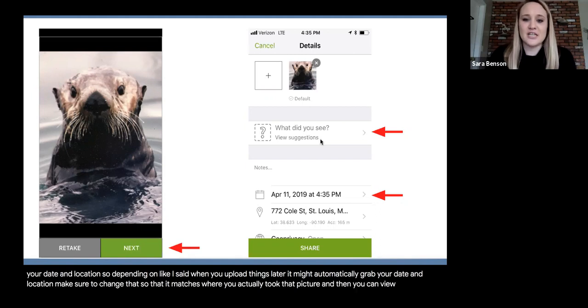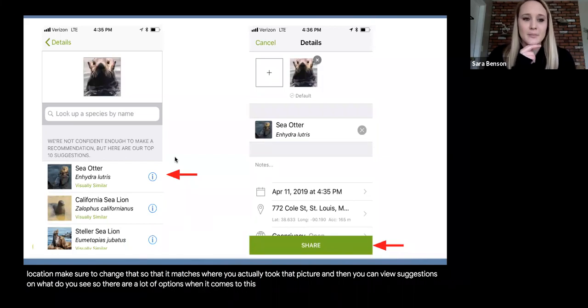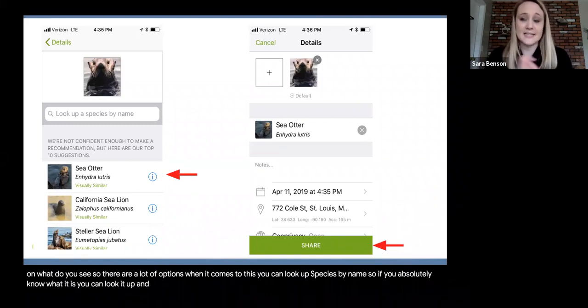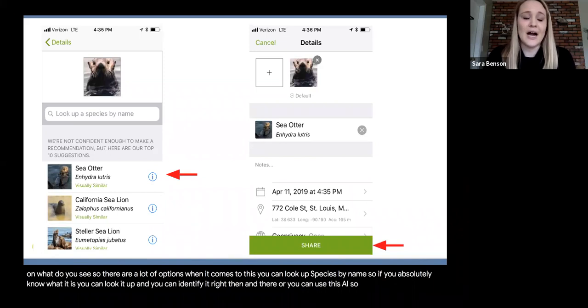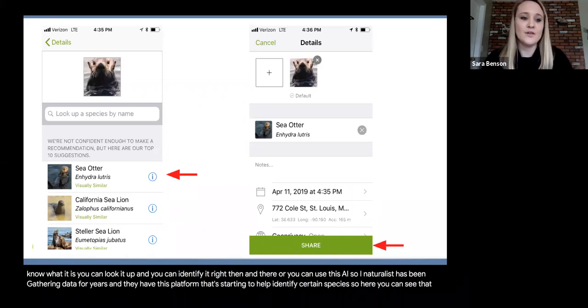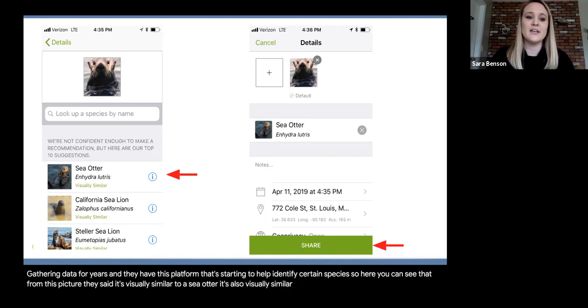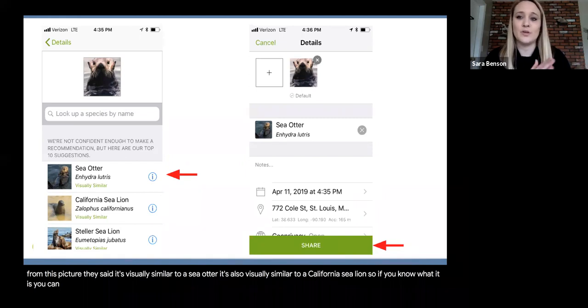And then you can view suggestions on what you see. So there are a lot of options when it comes to this. You can look up species by name. So if you absolutely know what it is, you can look it up and identify it right then and there. Or you can use this AI. iNaturalist has been gathering data for years, and they have this platform that's starting to help identify certain species. So here you can see that from this picture, they said it's visually similar to a sea otter. It's also visually similar to a California sea lion. So if you know what it is, you can click it, and that will help you identify the animal.